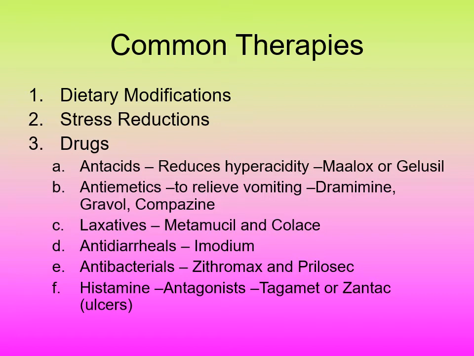There are also proton pump inhibitors to prevent acid formation. So Prevacid, Prilosec, it's a newer group of drugs that reduces gastric secretions by interfering with the exchange of H ions and potassium in the stomach.